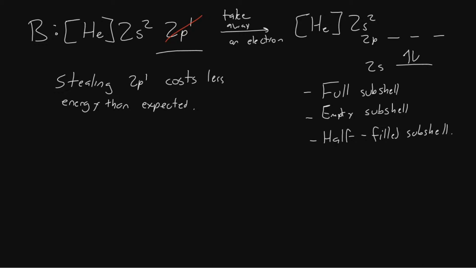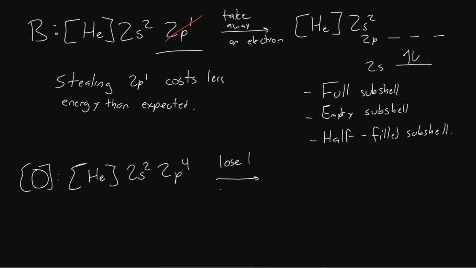We also observe this for elements that end in p4, such as oxygen. Its configuration starts with helium and has 2s2, 2p4. Let's imagine taking away an electron. This will leave us with helium, 2s2, 2p3.